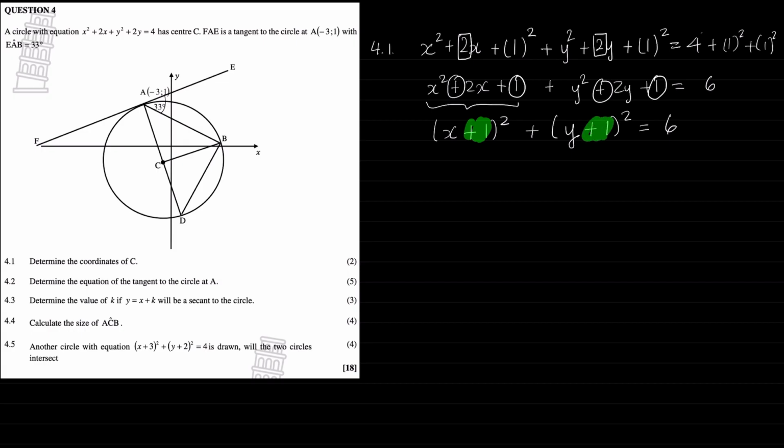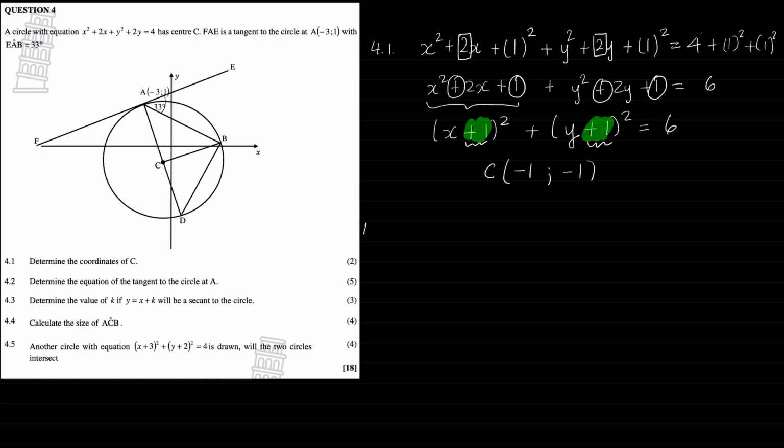So the center C is going to be minus 1, so you change the sign here, and then minus 1 again. You change the sign. So again, completing the square, and then once you complete the square, you change the sign to get the center point.